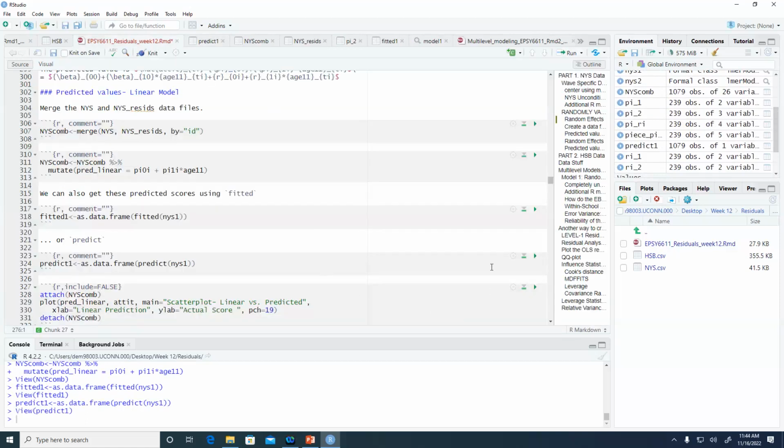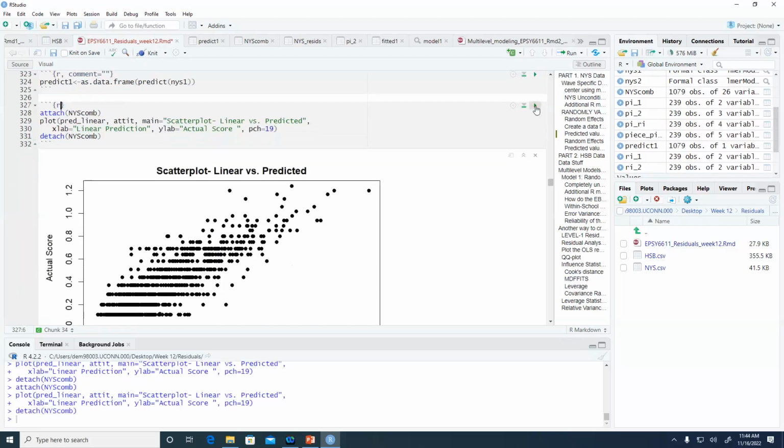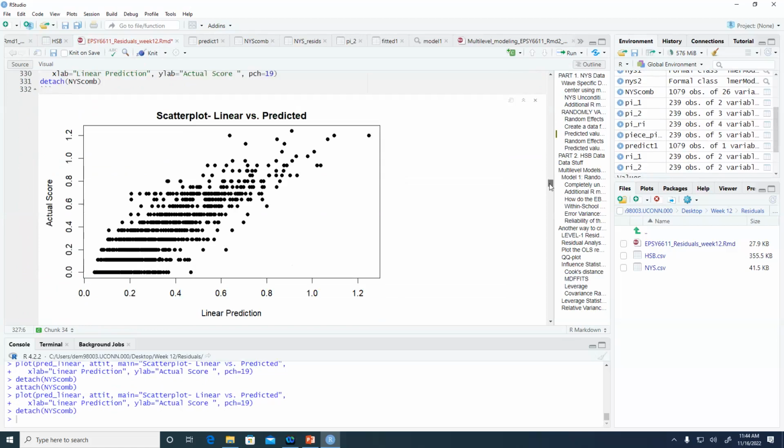And now finally, let us do a little plot. Oh, I have include equals false, so you can't see the plot. Hold on. Oh yeah, I don't think this is that great a plot, because it's across everybody. It's fine, but maybe less interesting than other plots you could do. This is a scatter plot of the linear predicted value versus the actual score, but it's both across time and across people. So this is not your most useful graphic, but there it is.